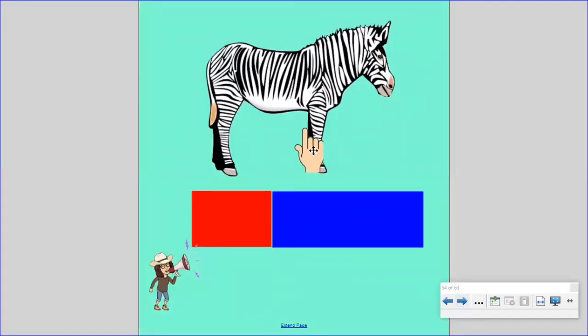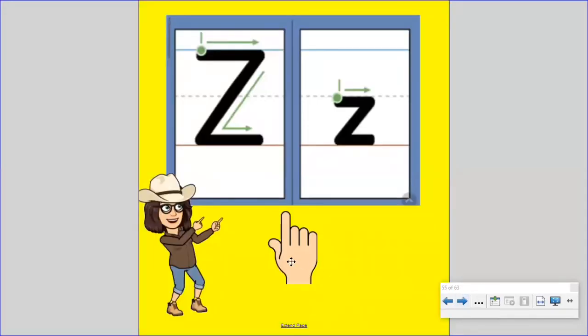Say zebra. Stretch it out. Z, z, zebra. Say it with me. Z, z, zebra. Zebra begins with a z sound. What letter makes that sound? Did you say the letter Z? You got it. The letter Z makes the Z sound.